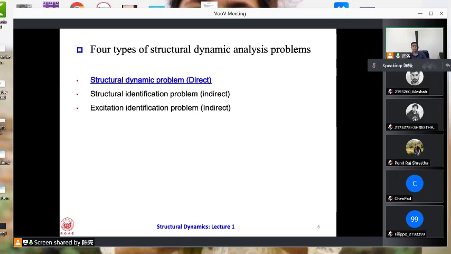If you impact the structure, then it starts to vibrate. Once it vibrates, there's no external loading. There's no wind, no earthquakes, no other loading. But it vibrates due to the so-called initial conditions. There are other cases which we will discuss later, but basically it's initial displacement or initial velocities.